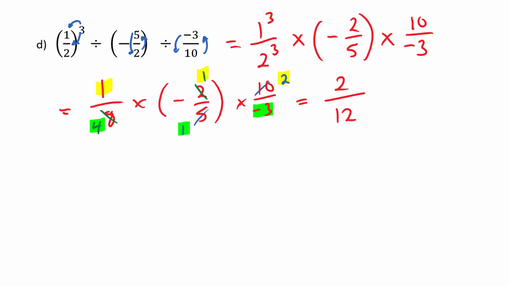Now let's look at the symbols here. This is a negative. This is a negative. 2 negatives. What happens in the end? It makes a positive. We can now simplify this down a bit more. Divide by 2, divide by 2. And we get 1 over 6.